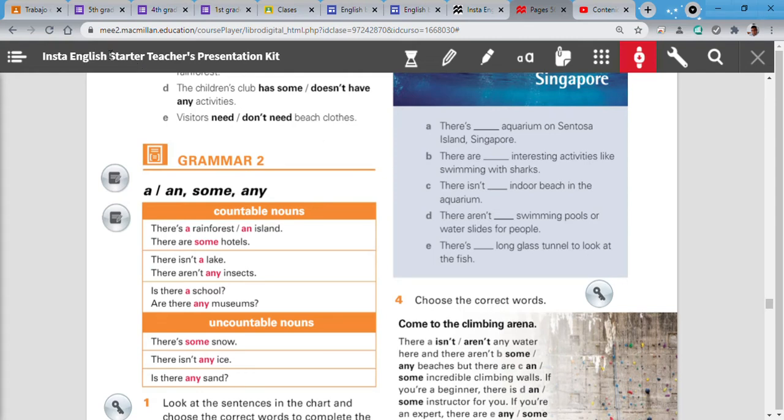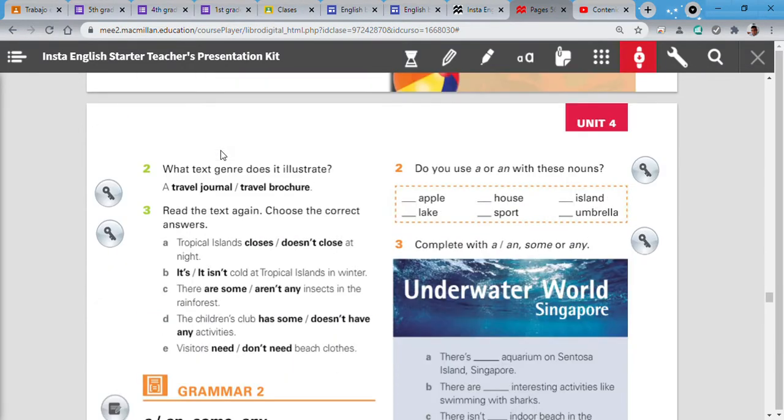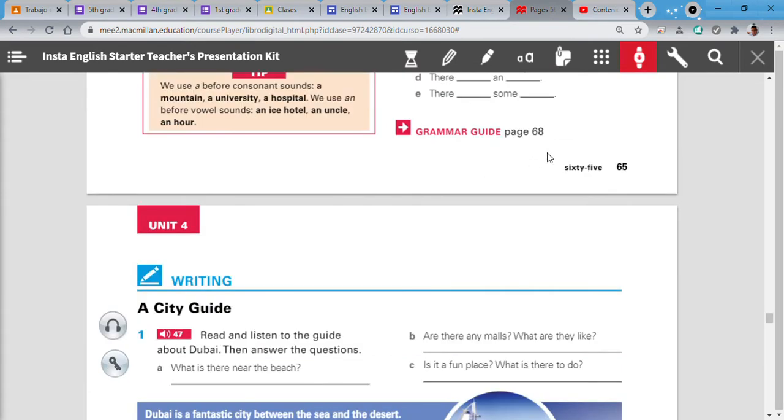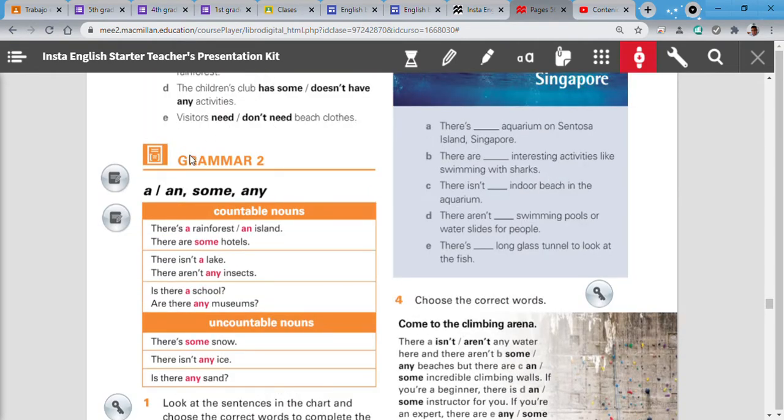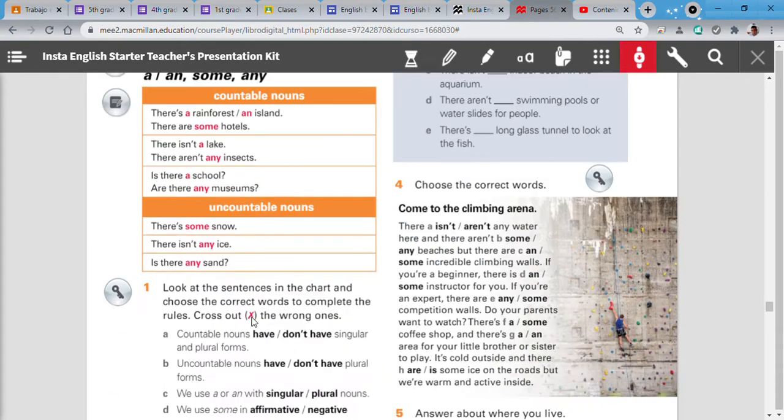Okay, class, let's continue with our book, Insta English Starter, unit number 4, on page 65. In this part, we're going to check grammar number 2. And this grammar number 2 is about a, some, any. And it also says countable nouns and uncountable nouns.